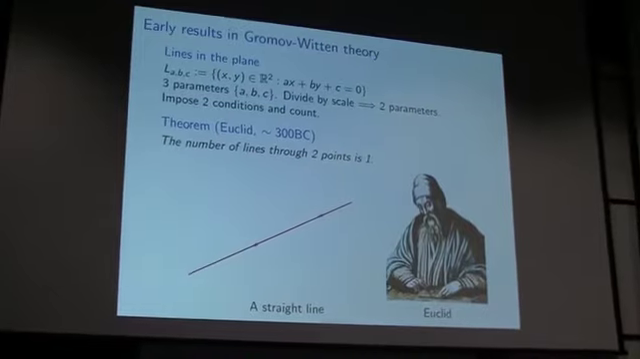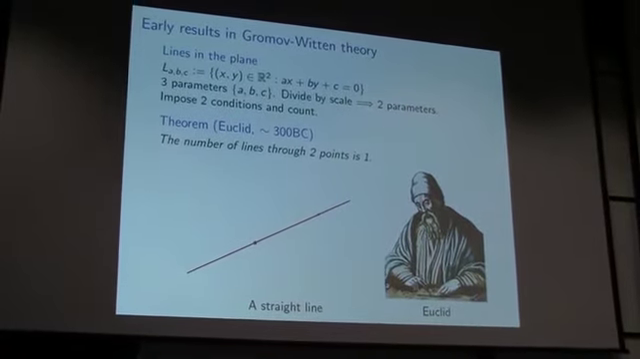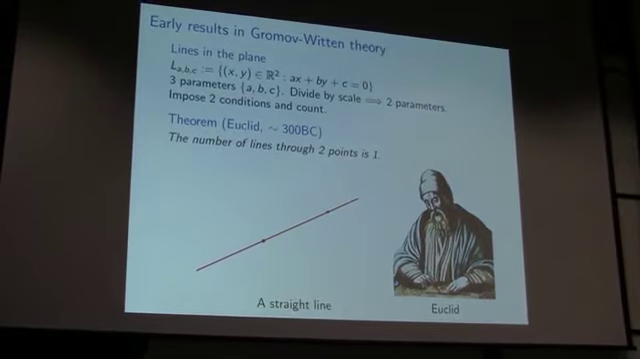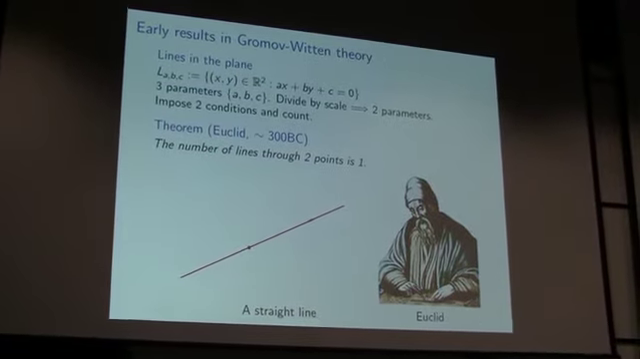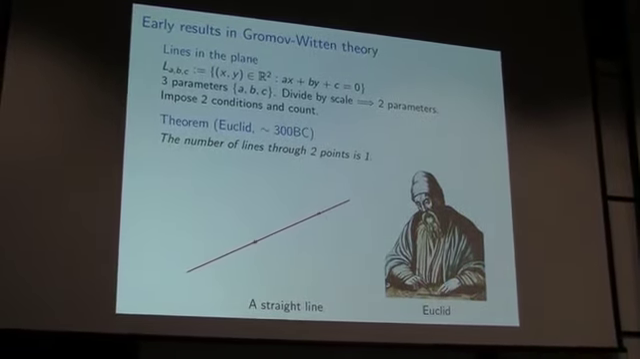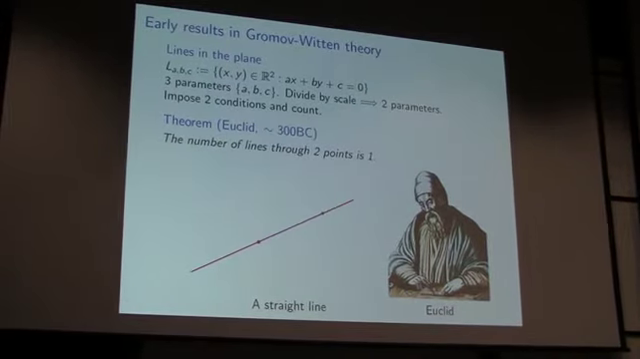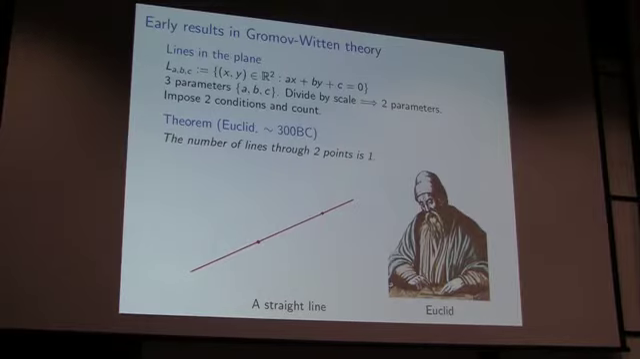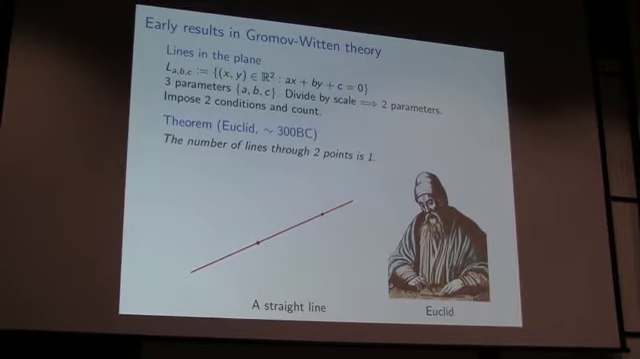People are familiar with lines in the plane, so I can parameterize them by three real numbers, A, B, and C. And now I could scale them all equally. That wouldn't change the line, the zeros of that linear polynomial. So I have two parameters, so I might have some two-dimensional family of lines. So I might want to impose two conditions.